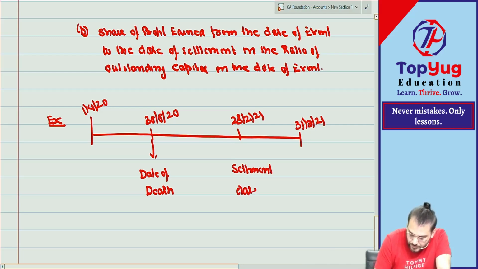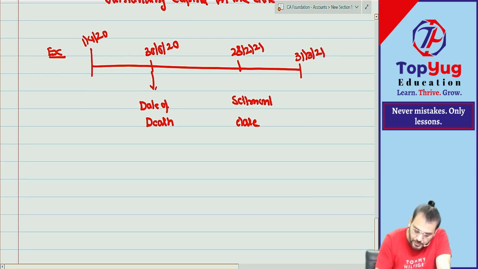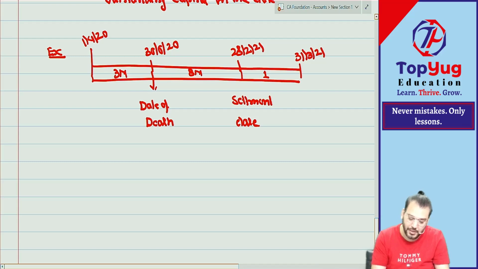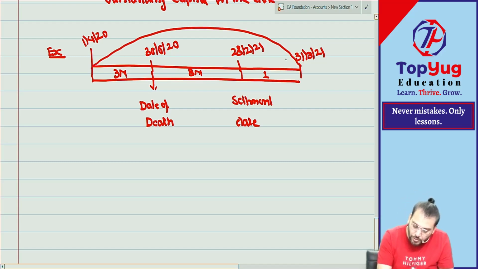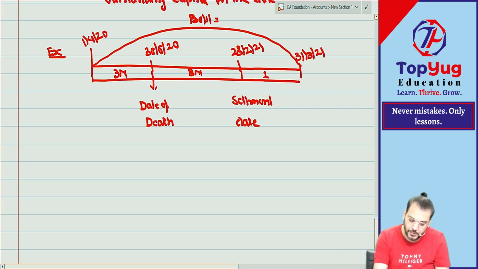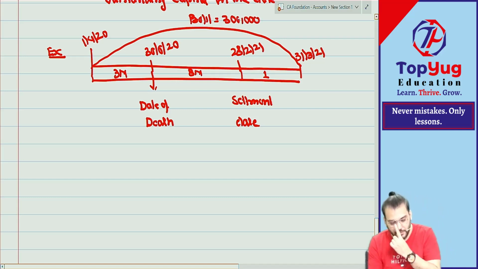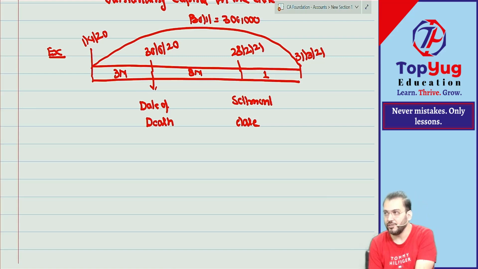Settlement date. Correct? So this is how many months? 3 months. Then this is how many months? 8 months, na? And this is 1 month. Correct? They have given total profit. Profit is equal to what? Suppose 3 lakh. Correct? Understood? Profit is equal to 3 lakh. Are you able to understand? This much you understood?